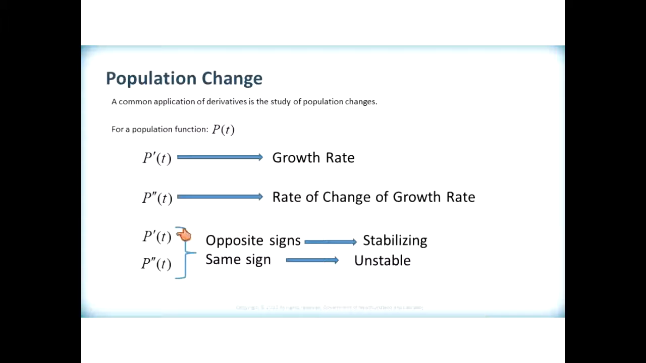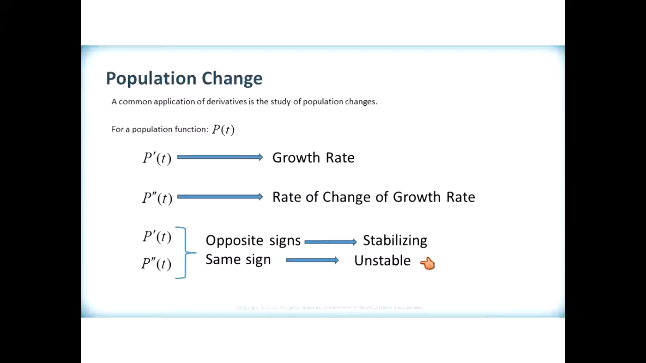Or let's say that P prime is positive, and not only that, but our growth rate is increasing because the second derivative is also positive. What that means is that our population is growing, but the rate at which it's growing is increasing. So that gets out of control very quickly. We would call that an unstable population situation. So that's just another way to look at that.